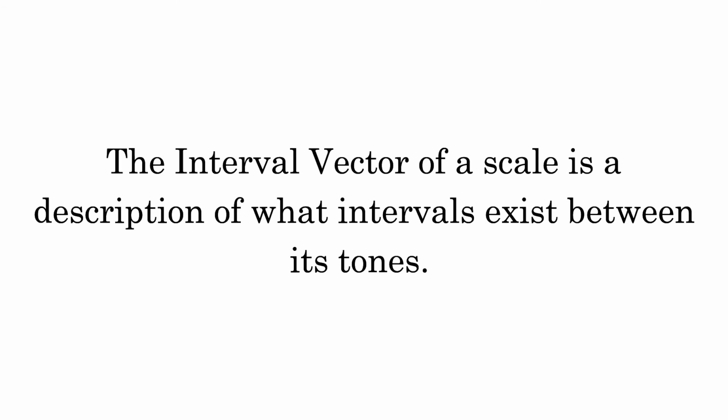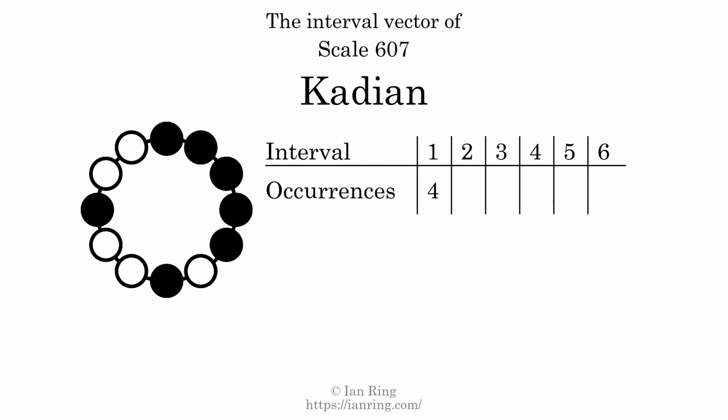The interval vector of a scale is a description of what intervals exist between its tones. There are 4 intervals with a size of 1 semitone. They are here, here, here, and here. There are 4 intervals with a size of 2 semitones. They are here, here, here, and here.